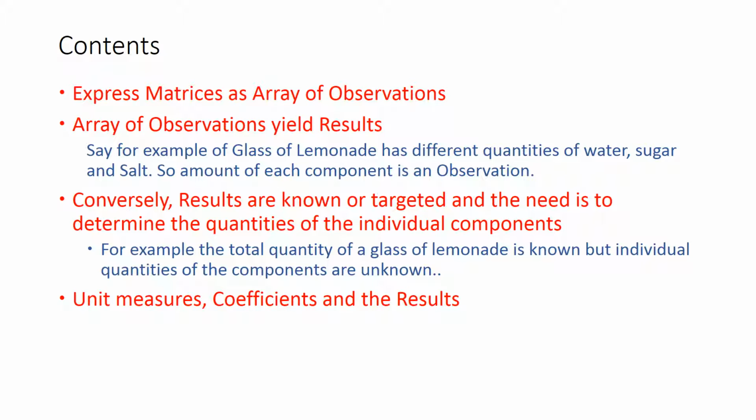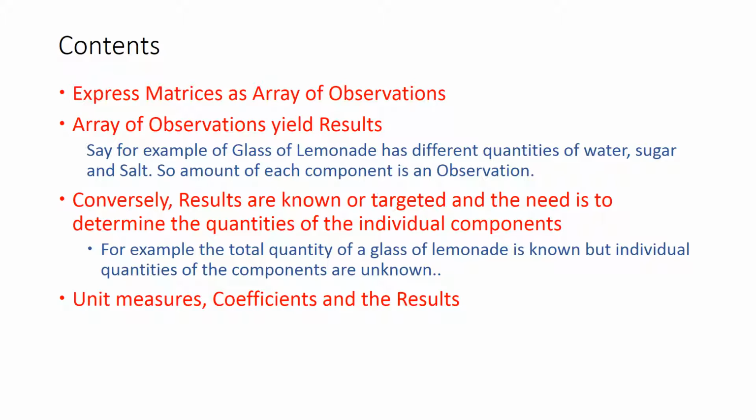In the current video and the next few, I would like to express matrices as arrays of observations. Arrays of observations yield results, like, say, for example, making a lemonade, where you could observe different quantities of the ingredients to add to the glass of lemonade. These are called arrays of observations, and they yield the results. The results could be the total cost of the glass of lemonade or the total weight of the glass of lemonade.